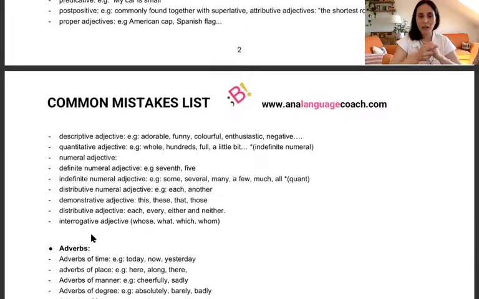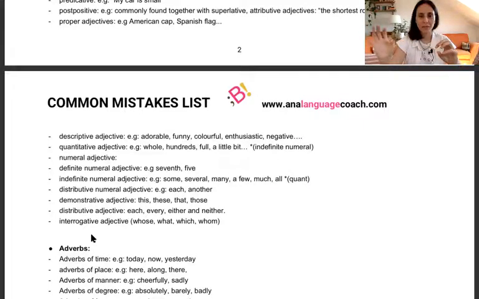Descriptive adjectives: adorable, funny, colorful, enthusiastic, negative. I'm using the UK spelling, okay? Because you know that in America, they don't use the U, they directly write C-O-L-O-R-F-U-L. So they omit the U in American spelling, but in British spelling, they use all these vowels. Quantitative adjectives, examples: whole, hundreds, full, a little bit.